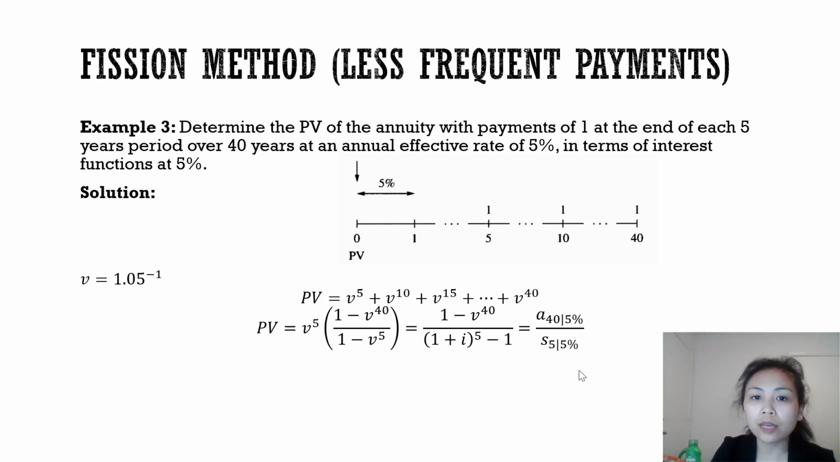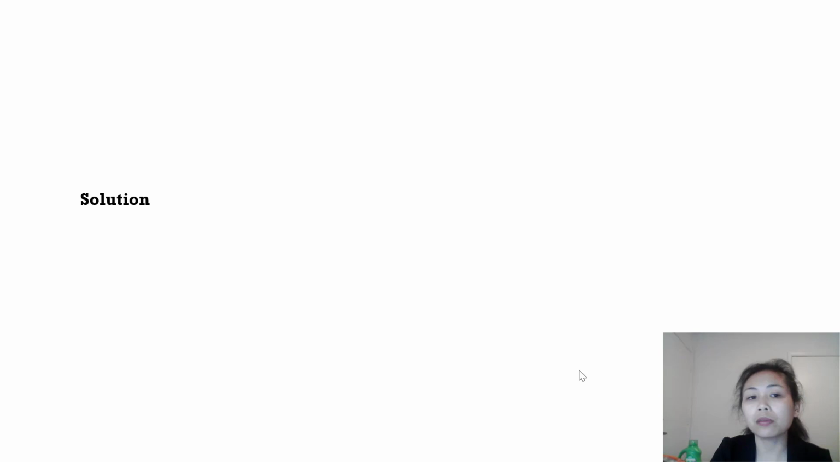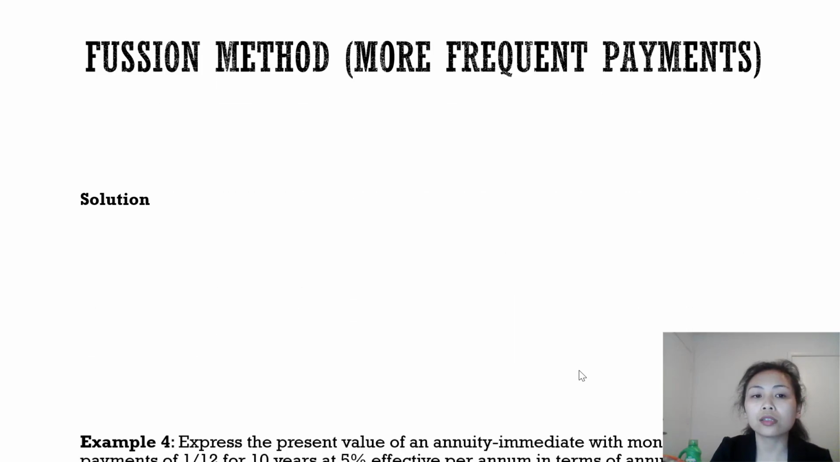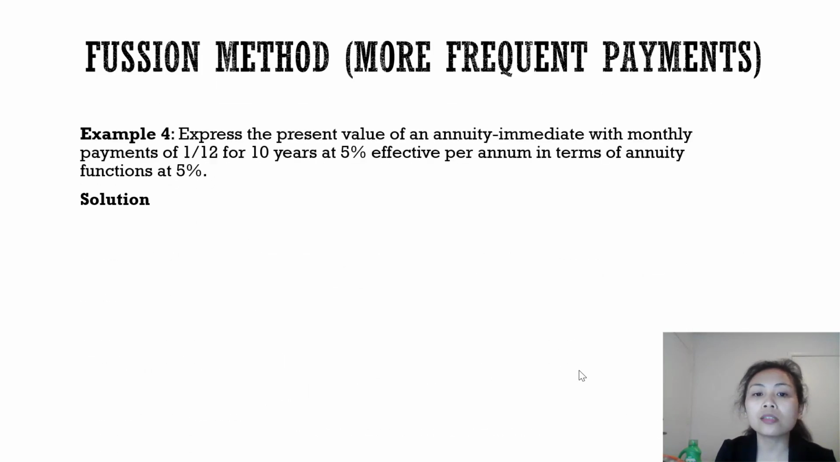So the fission methods is applied for less frequent payments. Now we look at the fission methods applied for more frequent payments. So let's look at this example. Express the present value of an annuity immediate with monthly payments of 1/12 for 10 years at 5% effective per annum in terms of annuity functions at 5%. So here the interest is compounded once in a year, but the payment is made 12 times in a year.